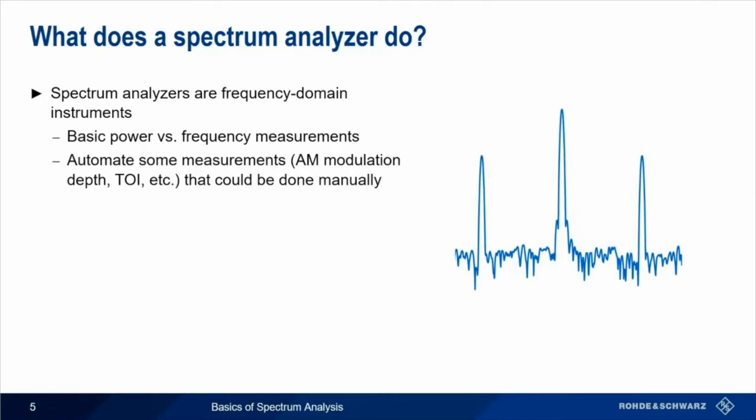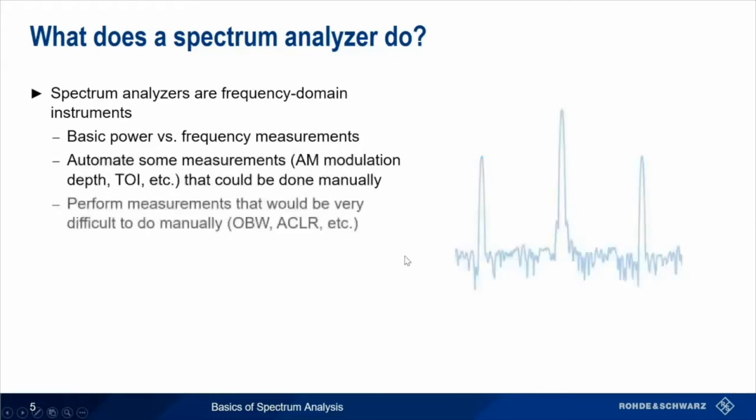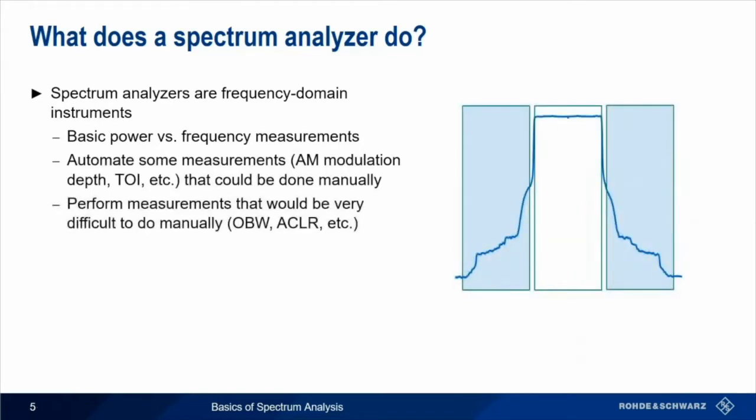Like I mentioned, these could be done manually, but one of the big benefits of doing them automatically inside of the spectrum analyzer is that you end up with it being typically more accurate and also much more efficient. There are also some other measurements that would be very difficult to do manually. Occupied bandwidth is an example of that. Adjacent channel leakage ratio, or ACLR, is another example. Having a spectrum analyzer that can do those measurements for you automatically is fantastic, because in a lot of cases it'd be very difficult or impossible to do manually.